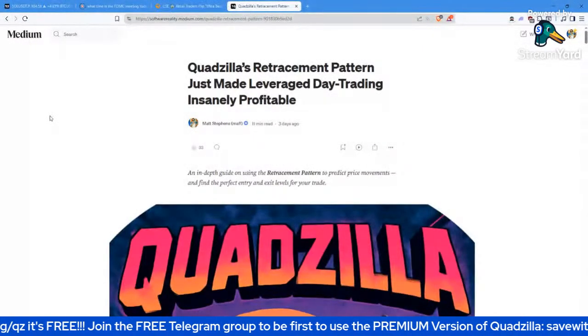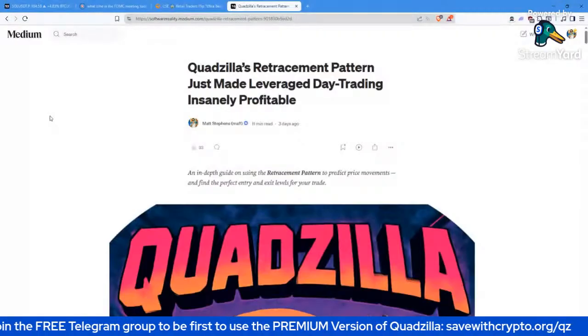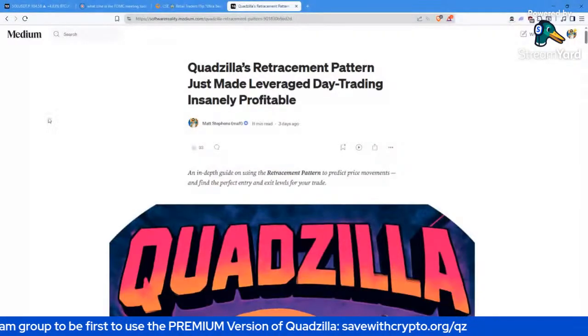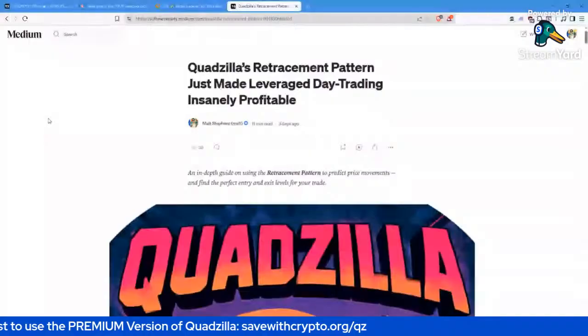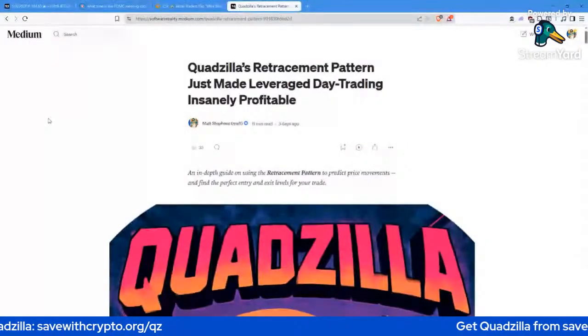Because as brilliant as this indicator is, I'm really surprised we've only actually got about 34 people who are using it at the moment. Anyway, but I'm sure it will increase.